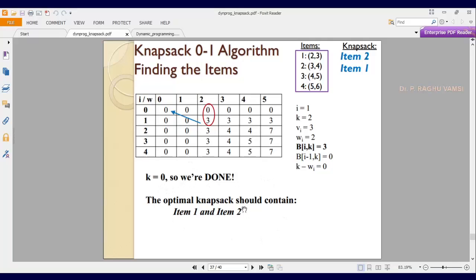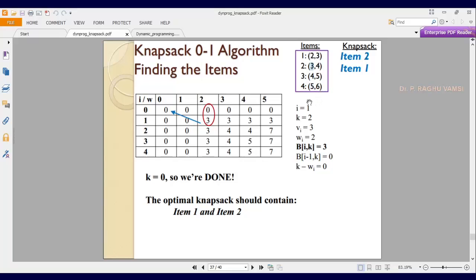The optimal knapsack of the 0/1 knapsack problem consists of the items 1 and 2, and will achieve the maximum benefit out of this. So whenever you place item 1, the corresponding weight is 2, and whenever you place item 2, the corresponding weight is 3. So 3 plus 2 is 5. The maximum benefit that you can achieve is 3 plus 4, that is 7. So 7 is the maximum benefit you can achieve, and the exact weight that you can include is 7.